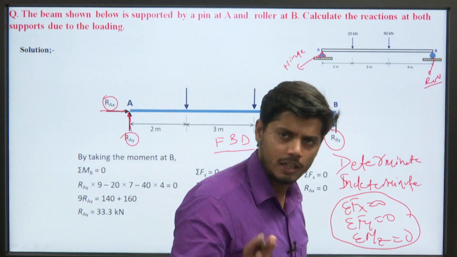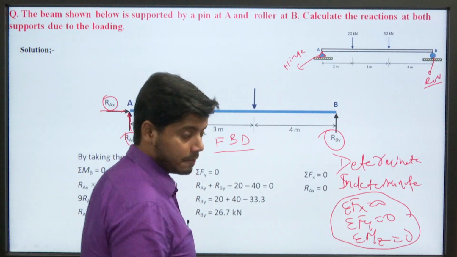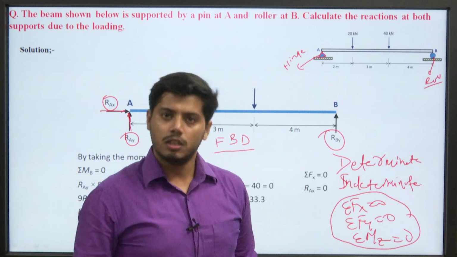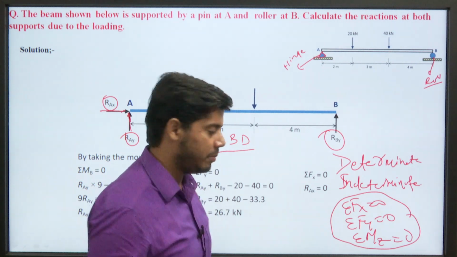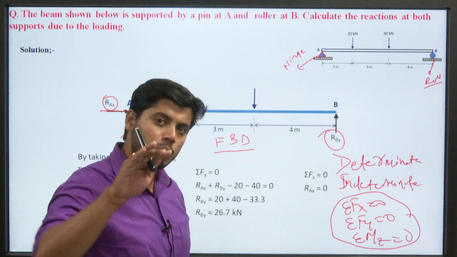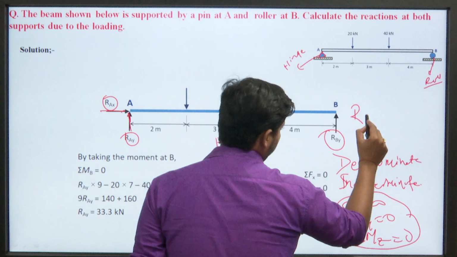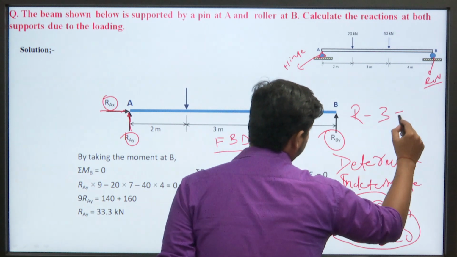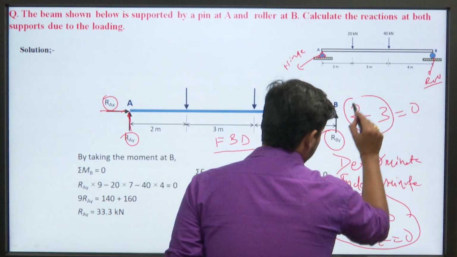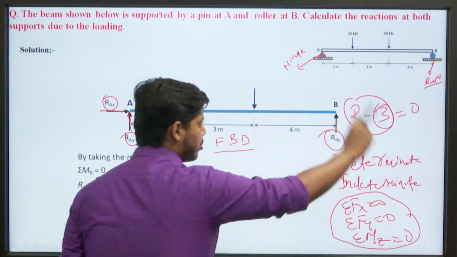So, we know about a determinate structure. How can we know whether a structure is determinate or indeterminate? For the structure to be determinate, R, the number of unknown reactions, minus 3 should be equal to 0. R is the number of unknown reactions, 3 is the number of equilibrium equations, and this value should be equal to 0.